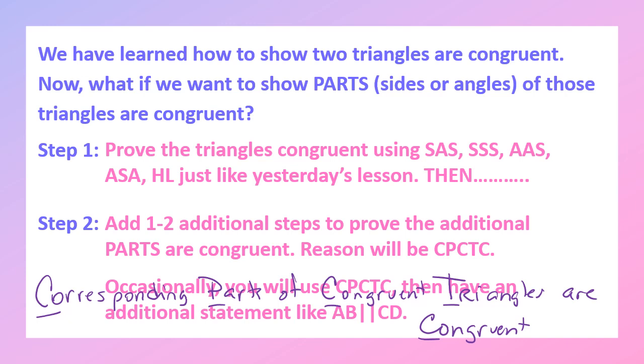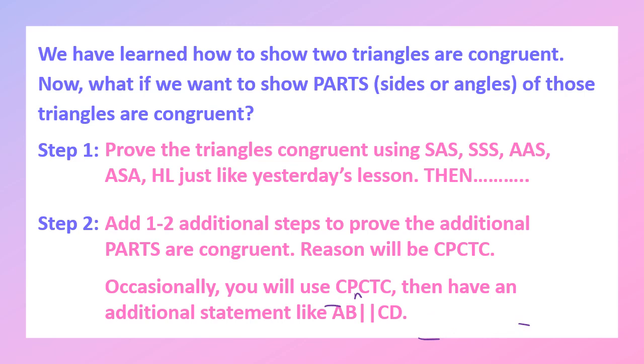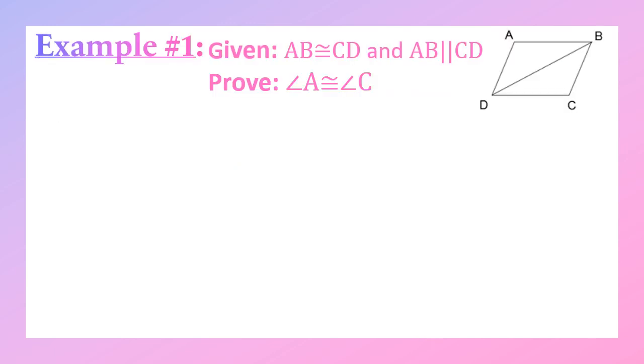Occasionally we will use CPCTC and then have to make an additional statement like AB is parallel to CD. That sometimes happens, but is not always the case. All right, so let's look at some problems. Here we are on example 1. We're given that AB is congruent to CD and that AB is also parallel to CD.